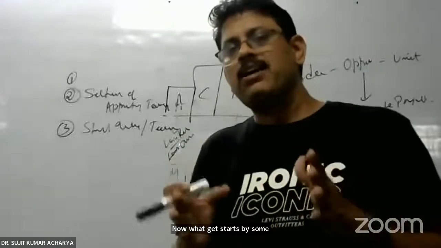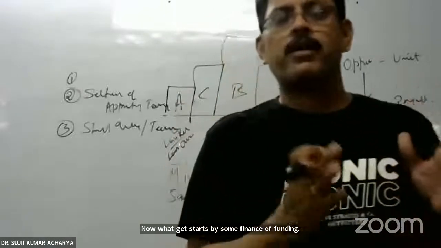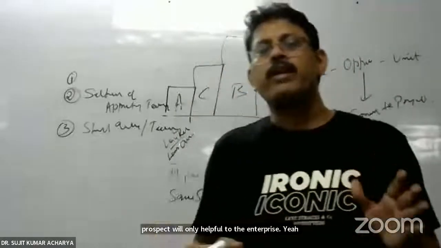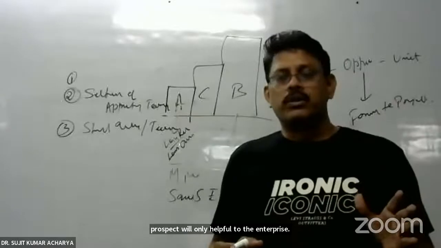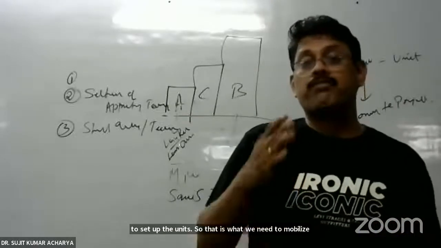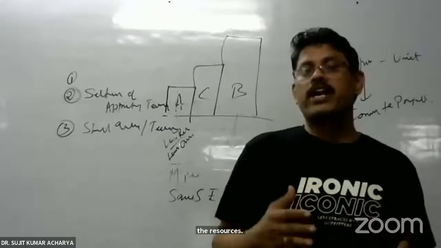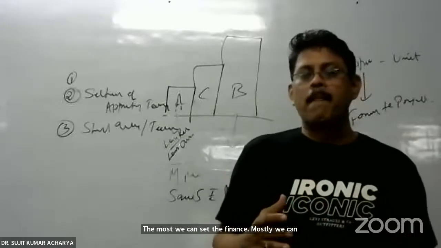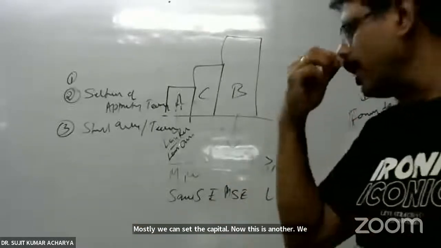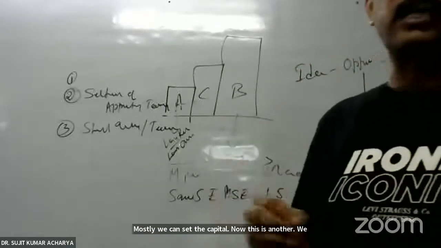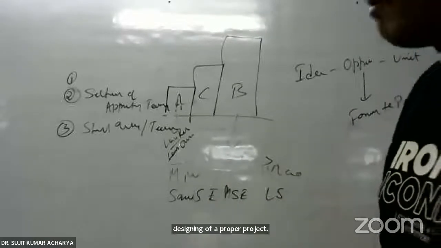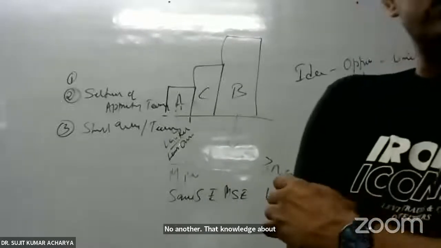Now, the project is only helpful to the entrepreneur to set up the units. So that is why we need to mobilize the resources. Mostly we can say the finance, mostly the funding, mostly the capital. Now this is another point which will also supplement and help in designing a proper project. Now another is knowledge about government regulations and rules.